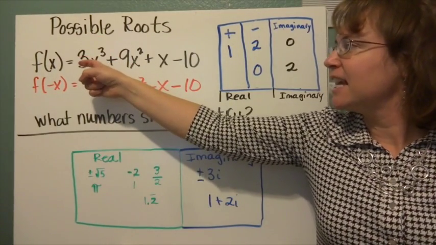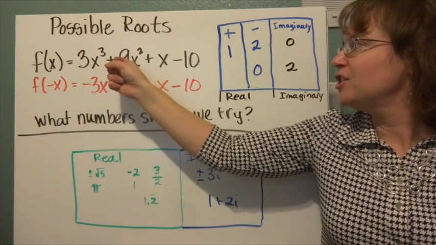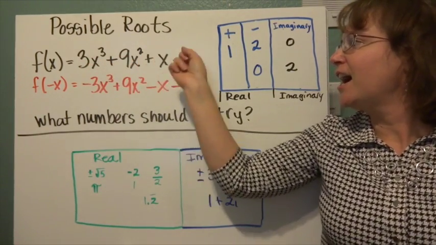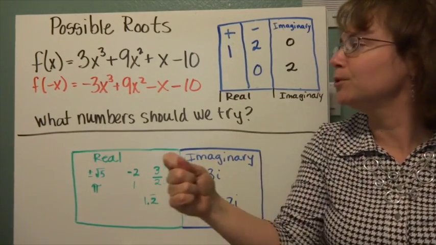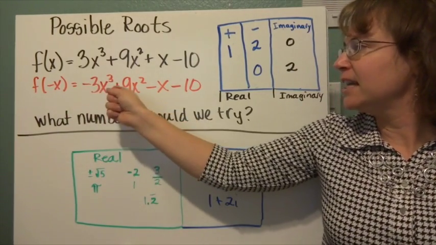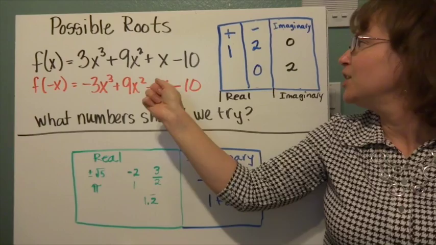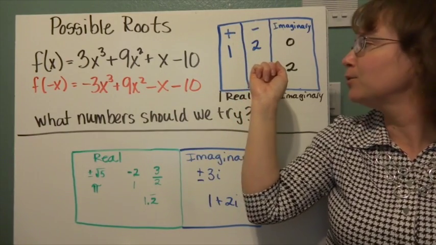And then looking at our sign changes, in our f of x, we can see there's no sign change here, no sign change here, and here's a sign change. So it must have one positive real root. Looking at f of negative x, we can see we have one sign change, 2 sign changes. So we know that it has 2 or 0 negative real roots.